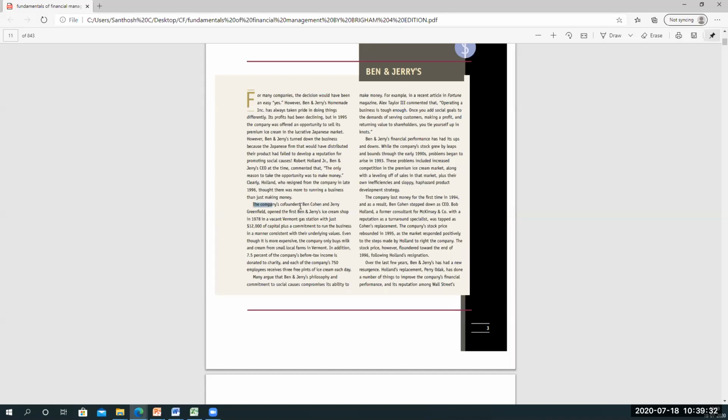See here, the company founders, Ben Cohen and Jerry. They started the business in a vacant Vermont gas station with a capital of $12,000. Then they were running the business, and they made sure they bought the milk from the locals. Buying the milk from the locals was a little expensive because it is not standardized. They gave the opportunity to the local people, and it was more expensive. And that is what you can also think about: what they are doing for the suppliers.